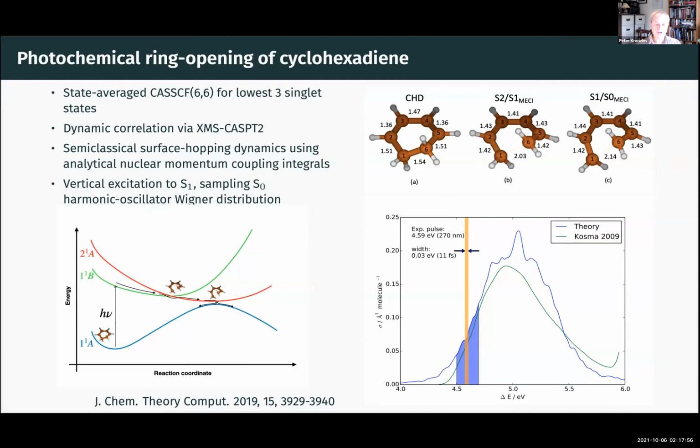Okay, having got such methodology in place, what can we do with it? Here's an example of doing dynamics on a typical photochemical problem. This is the photochemical ring opening of cyclohexadiene. This has been done actually with relatively modest CASSCF with CASPT2, and then using surface hopping for the dynamics.